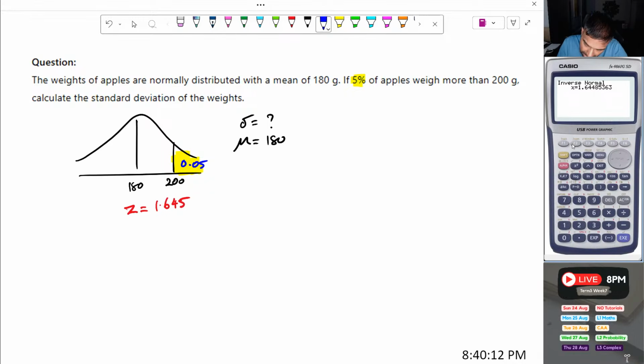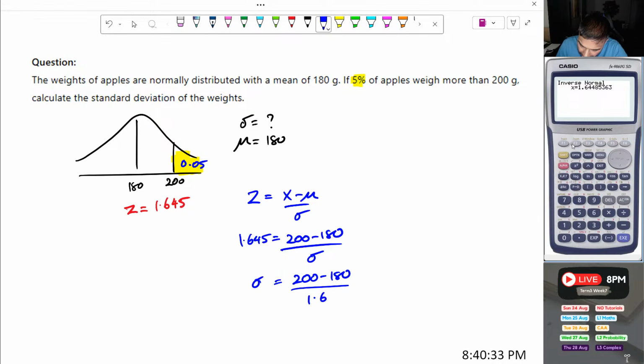1.645. So with that in mind, we can say Z equals X minus the mean over standard deviation. So we got 1.645 equals X, which is 200, minus 180 divided by standard deviation. Now this one's a lot easier to do because we can just cross multiply and rewrite this as 200 minus 180 divided by 1.645. So on my calculator, I just go 20 because 200 minus 180 is 20. 20 divided by 1.645. And that gives me a standard deviation of 12.16.